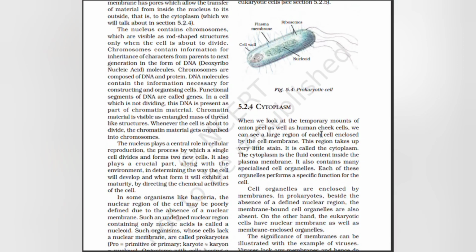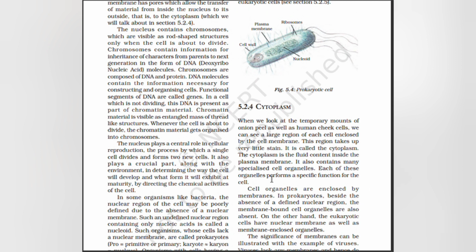Cytoplasm. When we look at the temporary mounds of the onion peel as well as in human cheek cells, we can see a large region of each cell enclosed by the cell membrane. This region takes up very little stain. It is called the cytoplasm. Cytoplasm is the fluid content inside the plasma membrane.